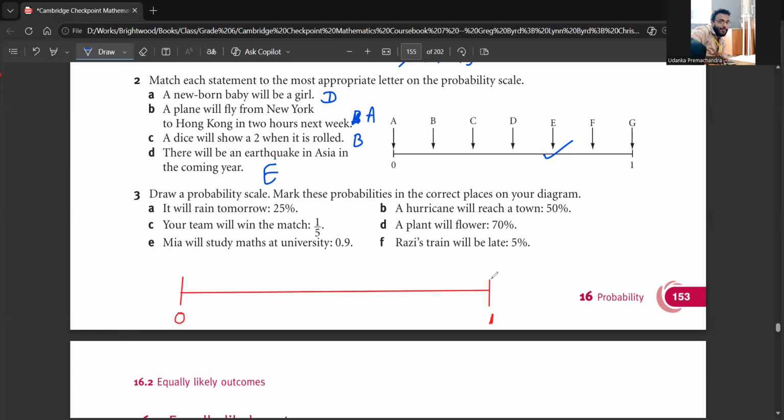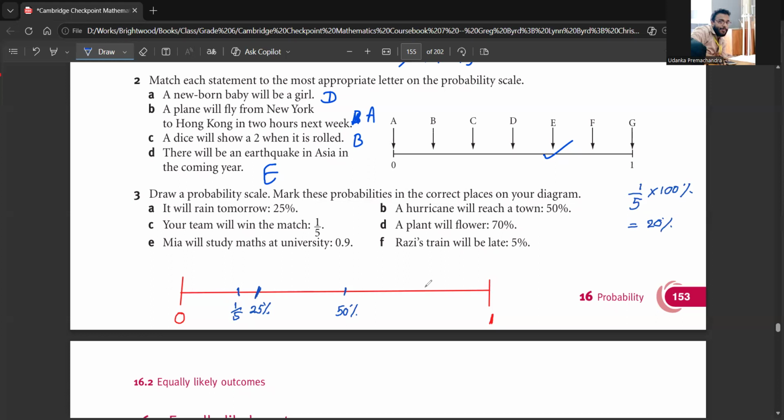Now you can draw. You can see what the probabilities are. According to that, you can draw here. 25%: you can write it as a percentage, 0 to 100 like that. 25 is like 1 over 4, here it's 25%. Otherwise, you can write it as 0.25. 50% should be in the middle. Here 1 over 5: if you are writing it with 100 percentage, 1 over 5 multiplied by 100, it's 20%. So 1 over 5 is a little bit less than 25.